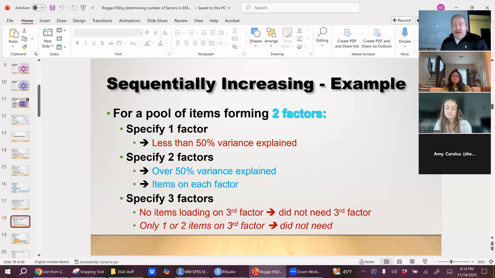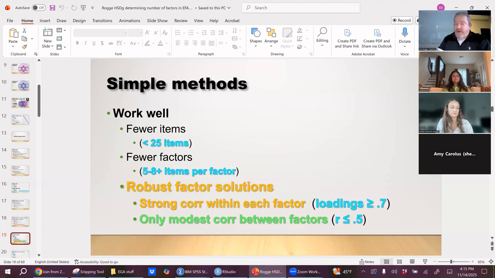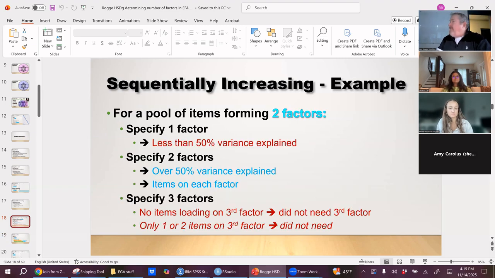When I specified 3 factors, if I'm lucky, then the 3rd factor would just be empty. No item would be loading on it the most strongly. If you did that, then that would also suggest 2 factors. And that's usually a pretty compelling argument for reviewers. If you say, we extracted 4 factors because when we extracted 5, the 5th factor had nothing on it, they can't really accuse you of oversimplifying your data, your findings that way.